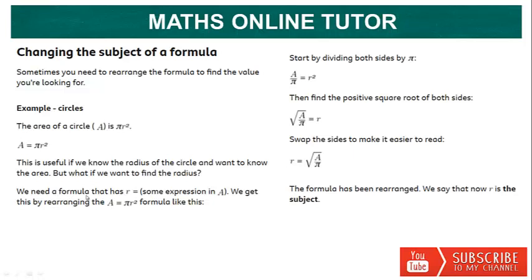What if we want to find out a formula that has r as the subject? In order to make r the subject, we must rearrange this formula. Let's see how we could rearrange this formula in order to make r the subject. So if we know the value of A and pi, then we can find the value of r.